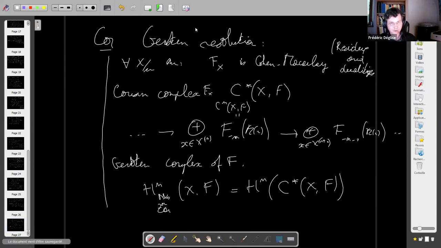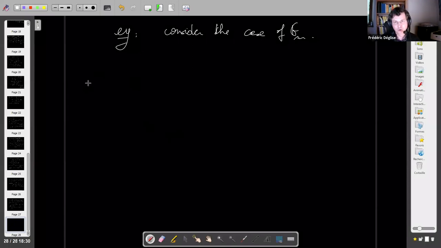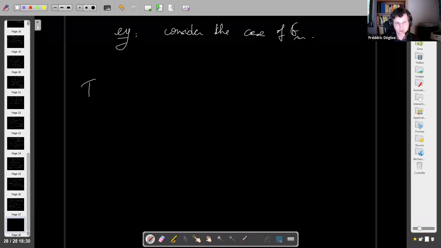Maybe I use a few seconds more. So just to pose an exercise, you can consider the case of G_m: write the Cousin complex for G_m and show what you get. And maybe for Matthew's talk, I think, I had to define the homotopy groups, so I won't do that, but at least I can state another theorem which is linked with all this.